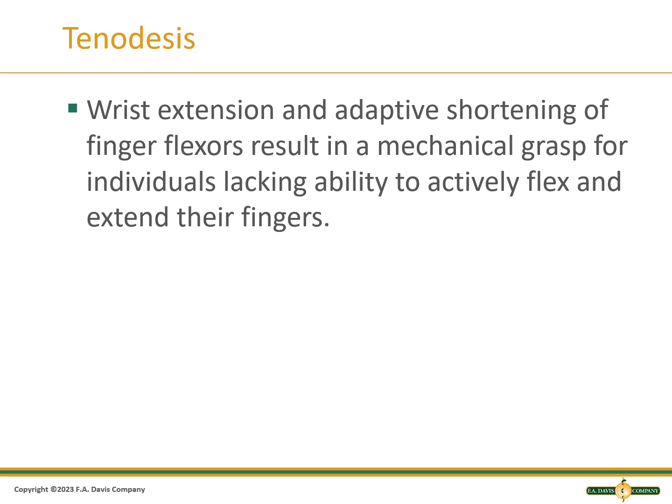A tenodesis grip intentionally positions the wrist to allow for adaptive shortening of the wrist and finger flexors so that active wrist extension will cause passive flexion of the fingers and allow for a functional grip for ADL performance.